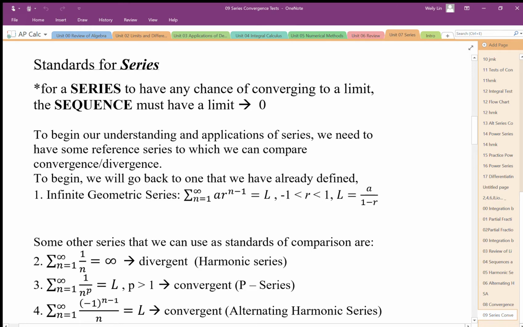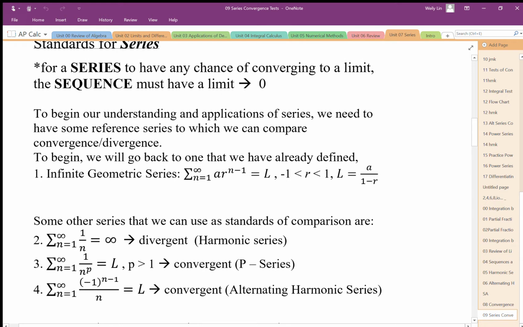So we want to be able to compare series with each other. We should have some sense of which ones converge and which ones diverge, and have some references that we can always go to. So our main references are going to be these ones here.